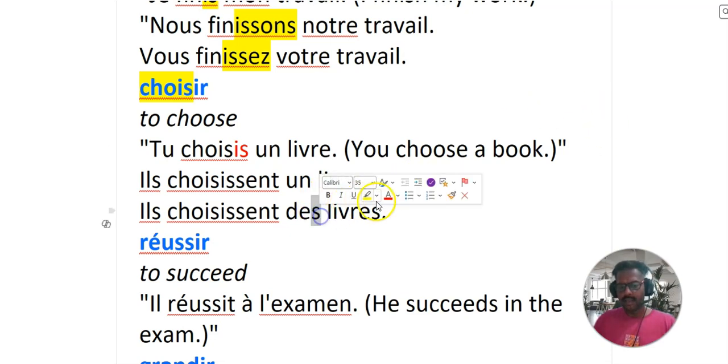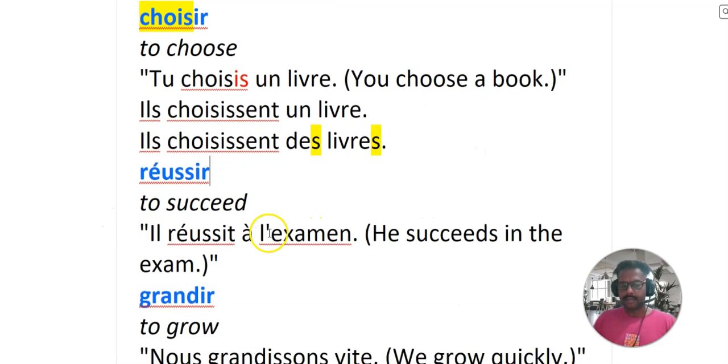Okay, so it's plural here, so I'm going to add s with the leaves because it will be plural. Same, another verb is réussir. It means to succeed. Il réussit à l'examen. So you see here, the stem is réussi, and then with il, the ending that I'll add is t. Il réussit, but I don't pronounce the last t. Il réussit à l'examen. He succeeds in the exam.